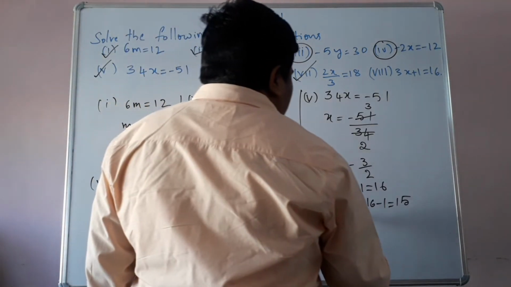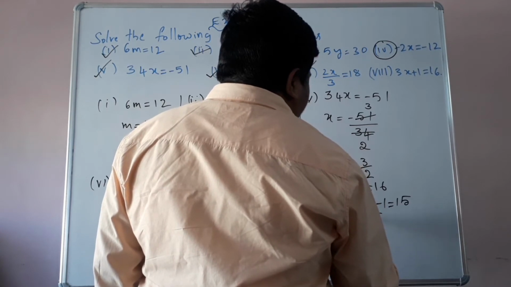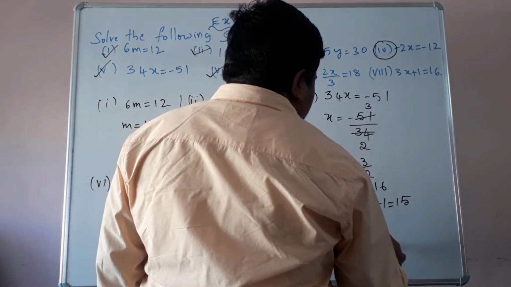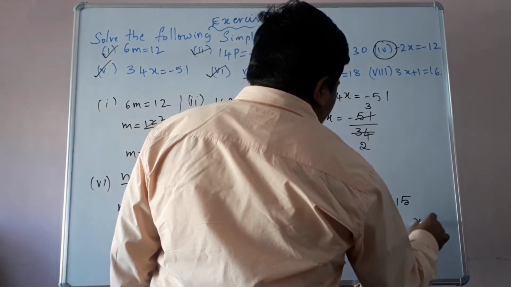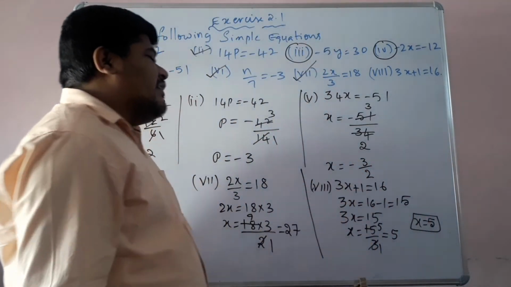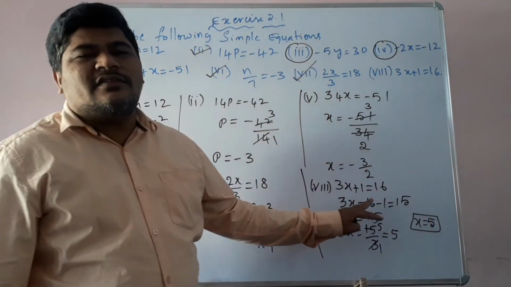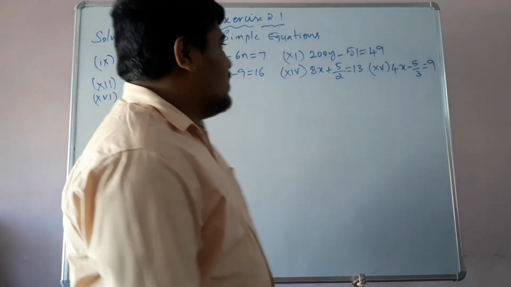So children, now 3x is equal to 15. Now x is equal to, into becomes by, so 15 by 3. 3 ones are 3, 3 fives are 15. So x is equal to 5 we get, children. Okay, x is equal to 5 is the solution to this 8th equation. Okay. Now children, let's see the next problem.